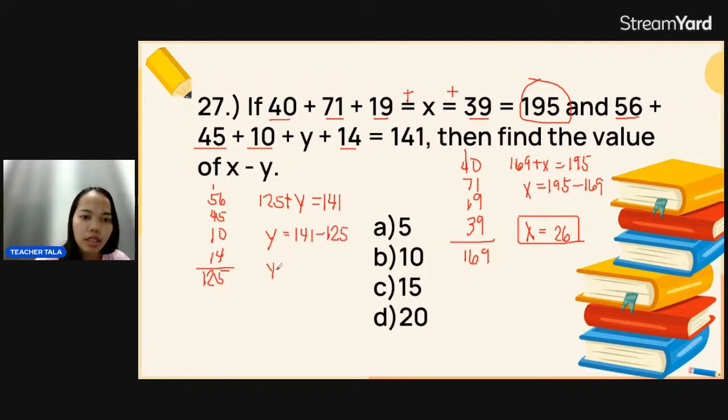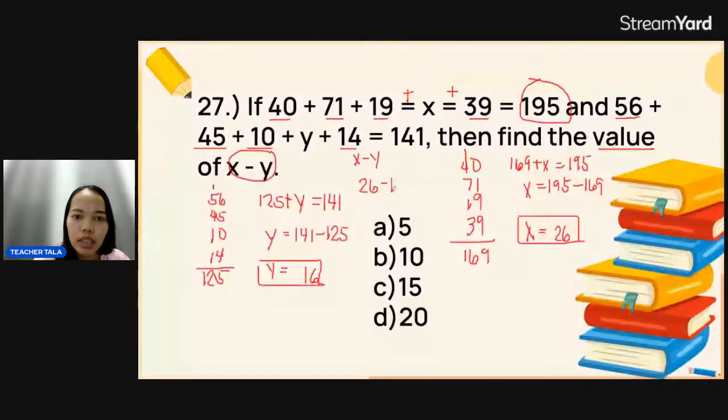Now, y is equal to 141 minus 125. That's 11, 6, 3, 16. So, y is equal to 16. Now, the question is, find the value of x minus y. So, si x, minus natin sa y. So, this is 26 minus 16. The answer is 10, letter E. Okay, public servants, do we have the same answer?